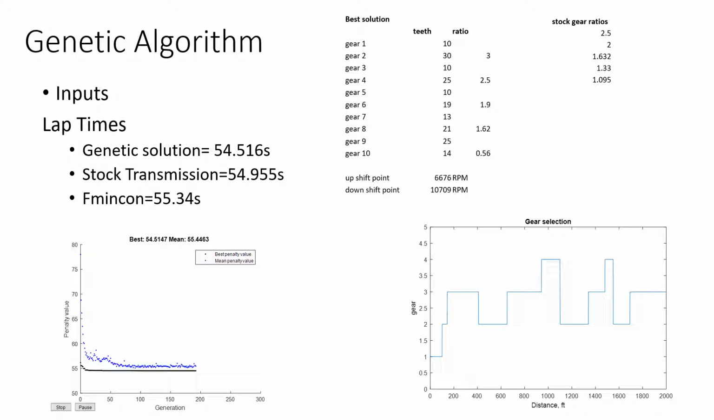The minimized solution for the genetic algorithm was 54.516 seconds. When comparing that to the stock transmission, it is almost half a second faster. This might not seem like much, but it could be the difference between first and third place. I tried using fmin for fun to try and minimize the function, but there are way too many local minima, so it was highly dependent on the starting location.